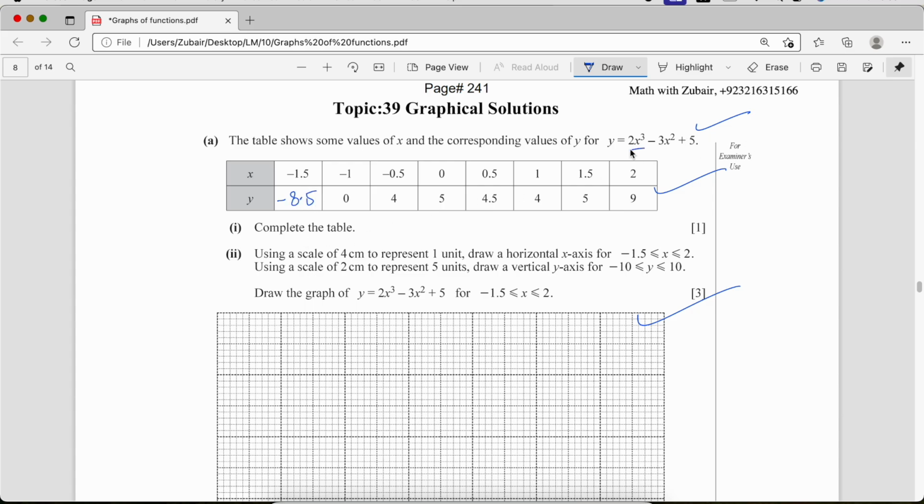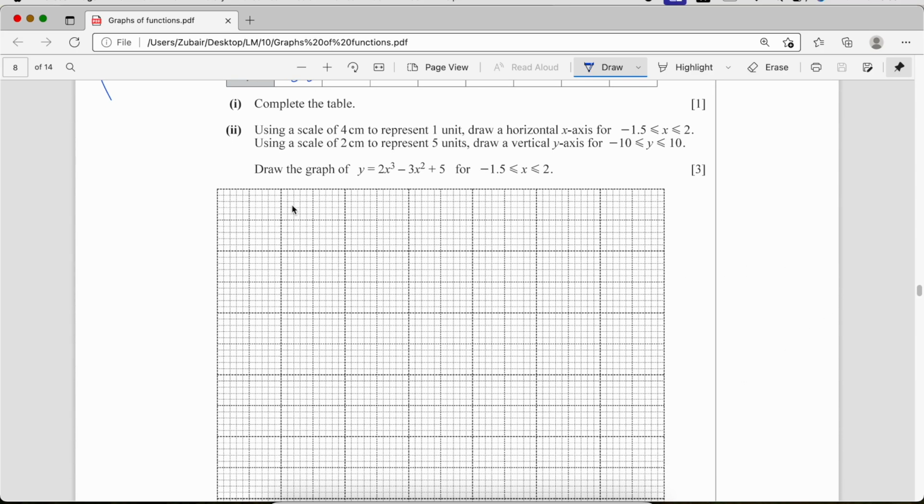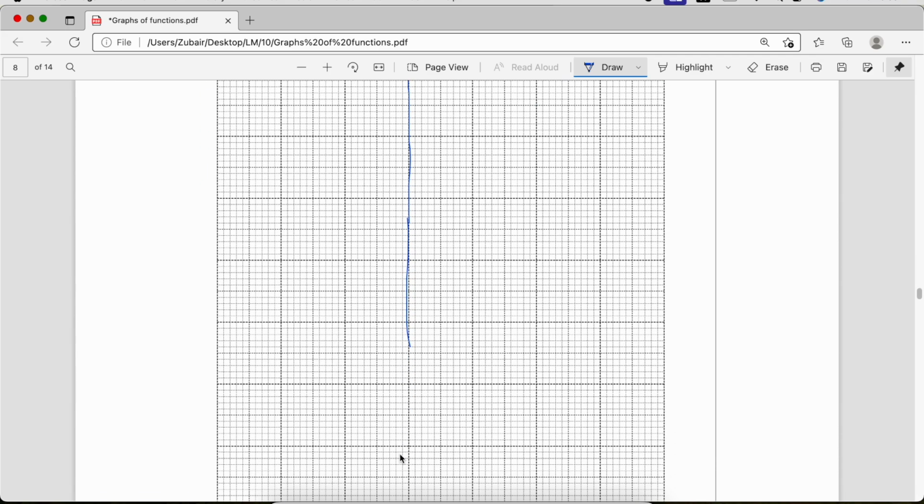And before I sketch, you see this is a cubic graph. This should somehow look like this. Now the other values, no other value is missing. So 4 centimeters to represent 1 unit, draw the horizontal axis. So if this is negative 1.5, that's 2, 4 centimeters for 1 unit. This is 4 centimeters 1, another 4 centimeters, that is going to be 0. So I've identified from the right hand side, I've identified my y-axis, drawing the line.